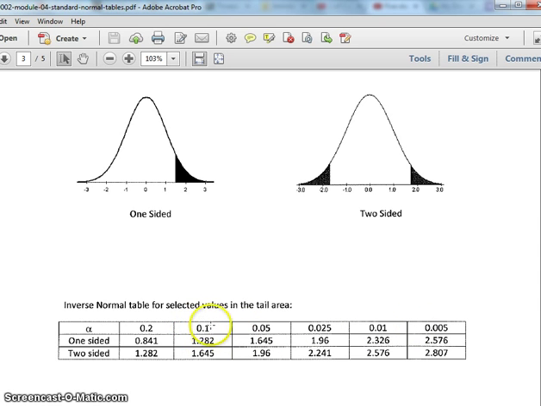So this is at 0.1, so this is for a 90% confidence interval. This is 0.05, so this is when you're using 95% confidence intervals, and this is 0.01, so that's when you're using a 99% confidence interval. So you just need to figure out whether your hypothesis is one-sided or two-sided and what alpha level you are using, and then you locate that critical value, and if your sample statistic is greater than that critical value, then you can reject the null hypothesis.